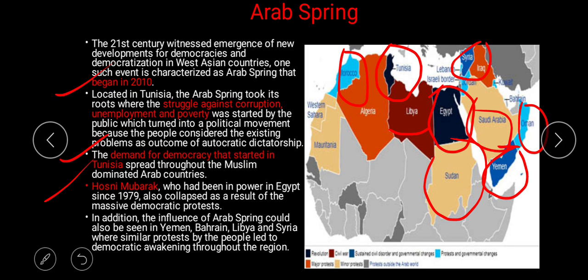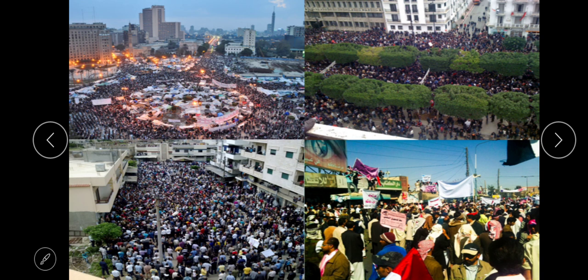The Arab Spring is nothing but an awakening or struggle against the existing system. The existing system was a non-democratic system, and they wanted to bring or restore a democratic model by replacing this non-democratic system. So this is what the Arab Spring actually is. I hope it is clear to all of you. If you have any doubt, then you may ask in the live classes.